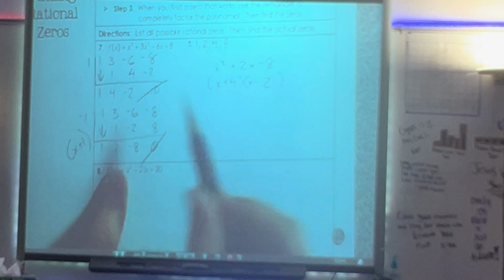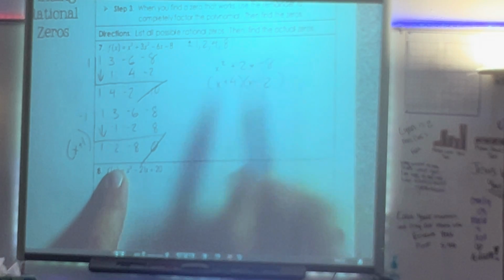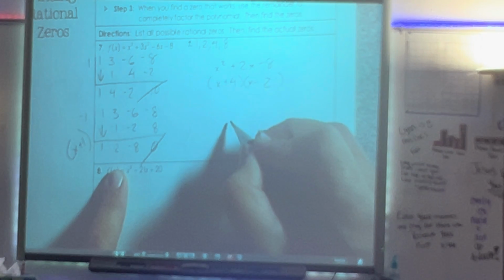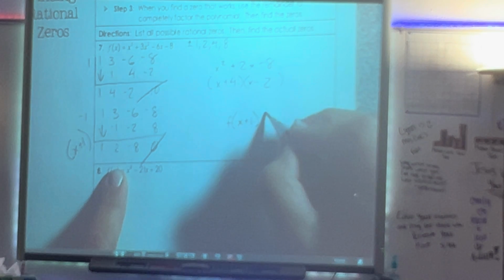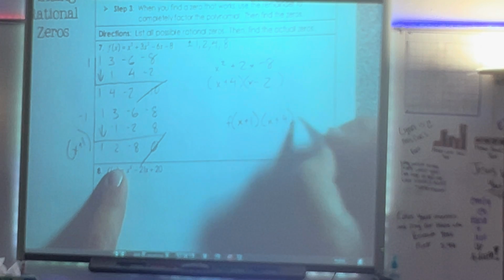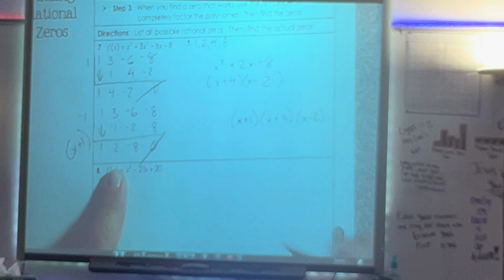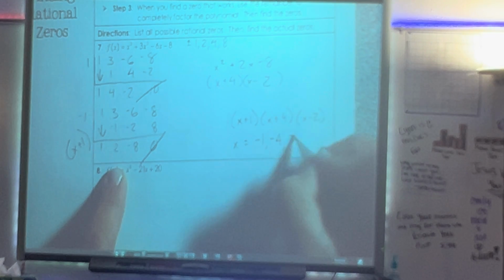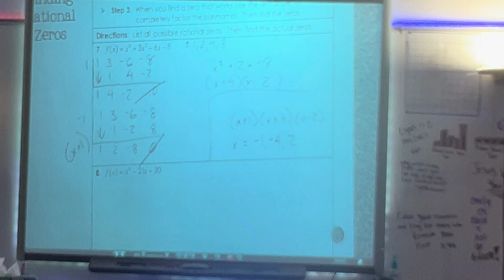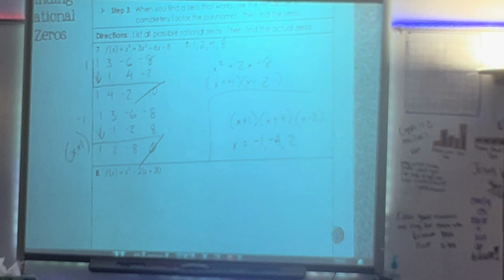So then what they want us to do is list all the possible rational zeros. We did that. Find the actual zeros. We've done that. So my factored form is x plus 1, x plus 4, and x minus 2. That's my factored form. And my solutions are -1, -4, and +2. They didn't really ask you to write the factored form there, but sometimes they do. So if they do, just make sure you write them out and you don't forget the first one. Y'all okay there?